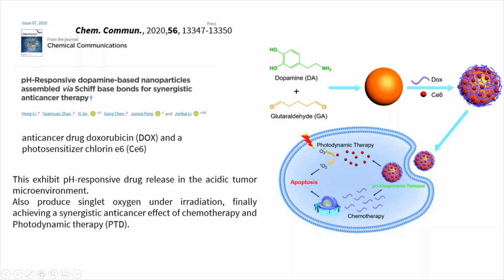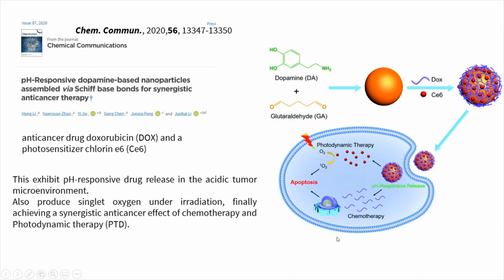So with the irradiation, this triplet oxygen can give you singlet oxygen, which under irradiation can actually kill the cancer cell. So finally, achieving a synergistic anti-cancer effect of chemotherapy and photodynamic therapy, in short it is called PDT. It's a really good paper on this kind of Schiff base application.